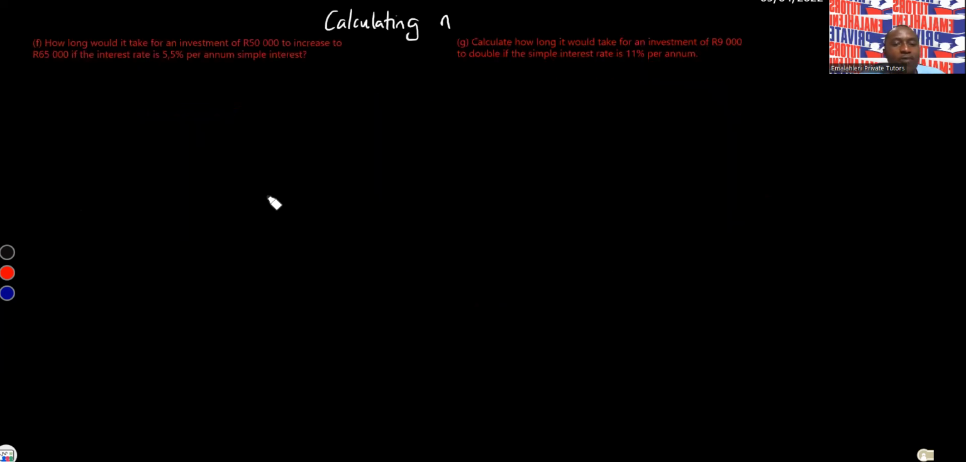Now let's see when we're calculating n, which is the number of years in this case. Let's look at how we are supposed to calculate n. How long will it take for an investment of 50,000 to increase to 65,000 if the interest rate is 5.5% per annum simple interest? Remember, it's simple interest, so we're going to use our formula A equals P(1 plus IN). Now we are looking for n. First things first, you always have to divide by P to remove P on this side.